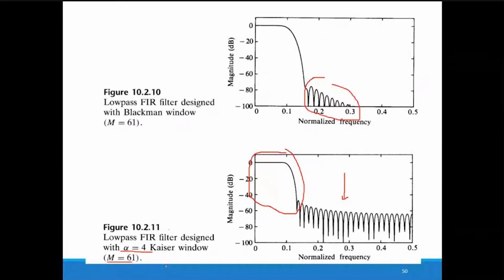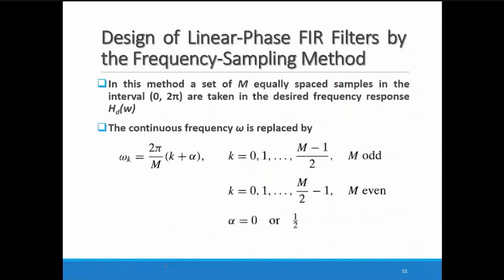Though these ripples, or you can say the window characteristic, can be changed by selecting different parameters. Here we have done this for alpha is equal to 4. By taking alpha having other values, you are able to control the side lobes also. So these are the different window functions we are using based on our application. Okay, so now we are going for the design of linear phase FIR filters by the frequency sampling method.